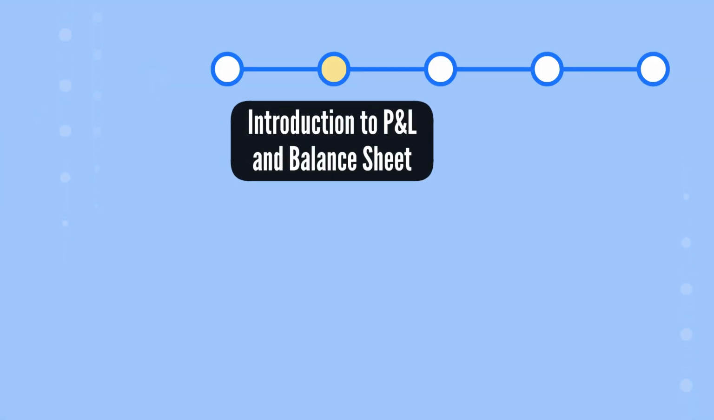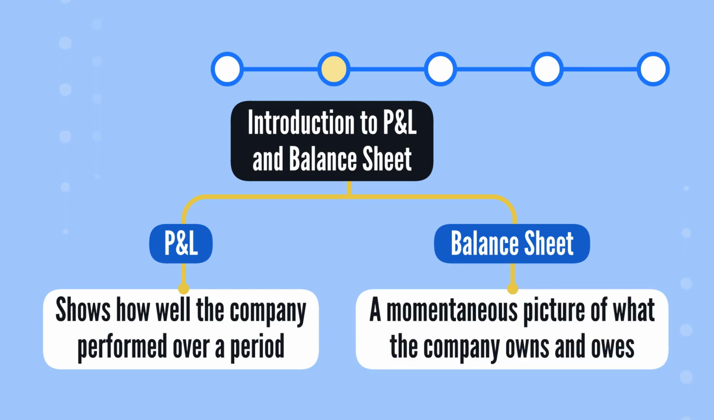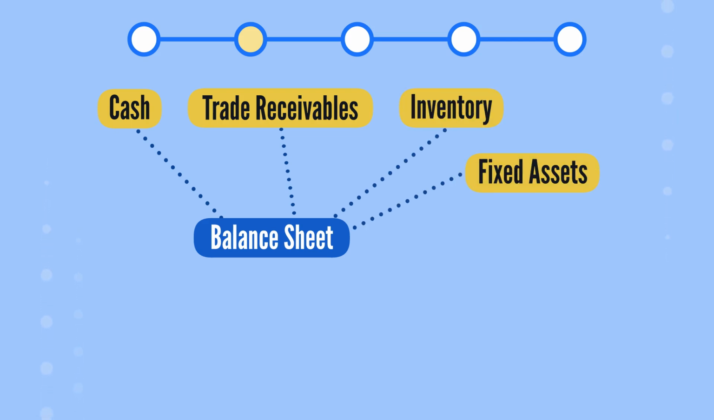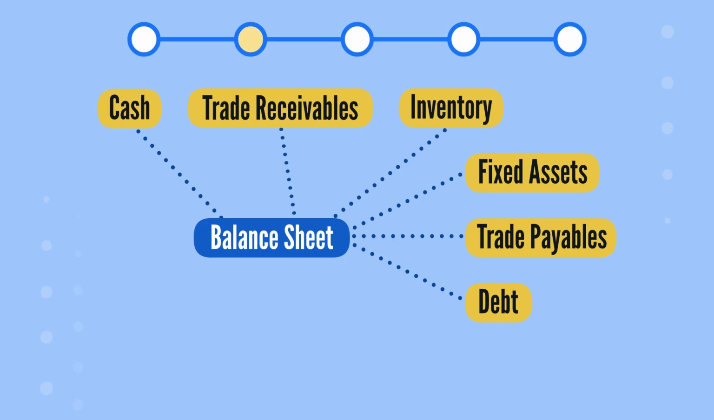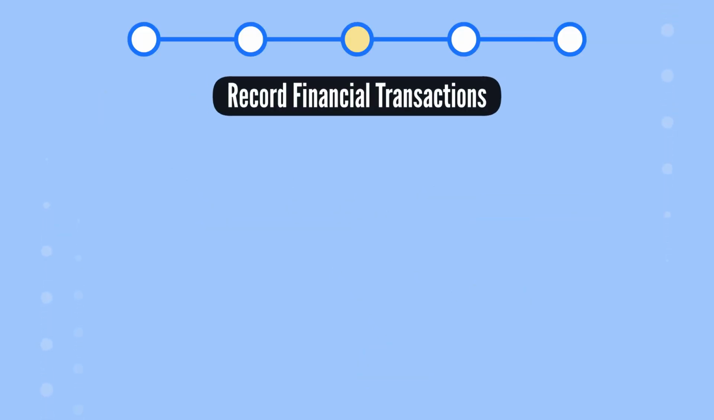Introducing the profit and loss and balance sheet statements. In short, you'll learn that the P&L shows how well the company has performed over a specific period, whereas the balance sheet is a momentaneous picture of what the company owns and owes. This is an excellent opportunity to introduce a few key balance sheet items, such as cash, trade receivables, inventory, fixed assets, trade payables, debt, and equity. In this way, you'll be equipped with the necessary context to learn how to record financial transactions.